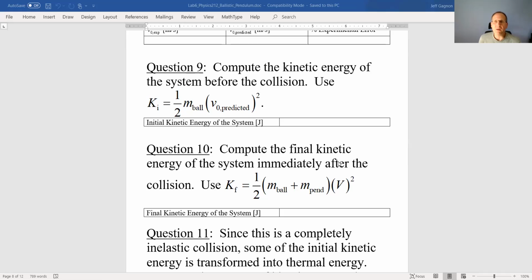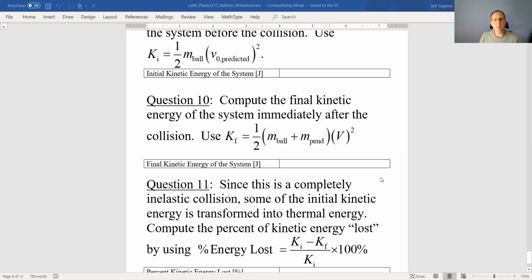Now compute the final kinetic energy immediately after the collision. So now the mass is the total mass, right? Because they're moving together, the mass of the ball plus the mass of the pendulum. So it's 1/2 times that total mass times capital V squared. And that'll be the final kinetic energy right after collision. So this is the kinetic energy of the system right before the collision, and the final kinetic energy right after the collision.